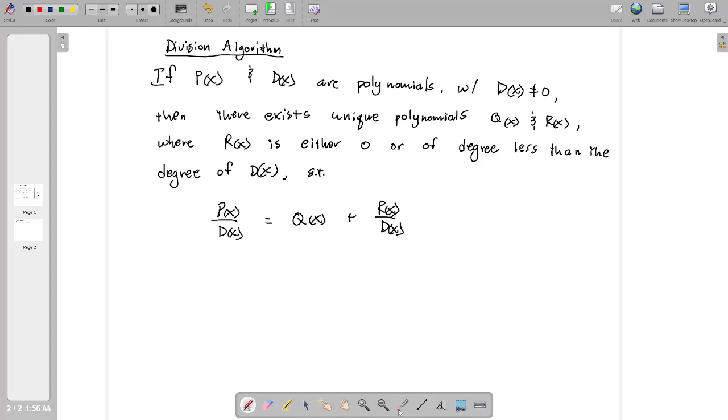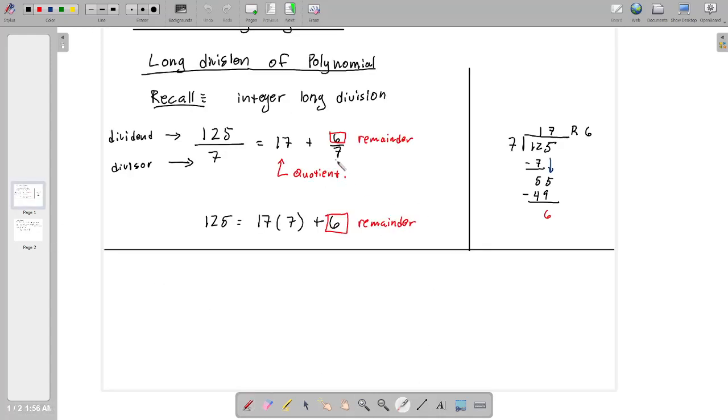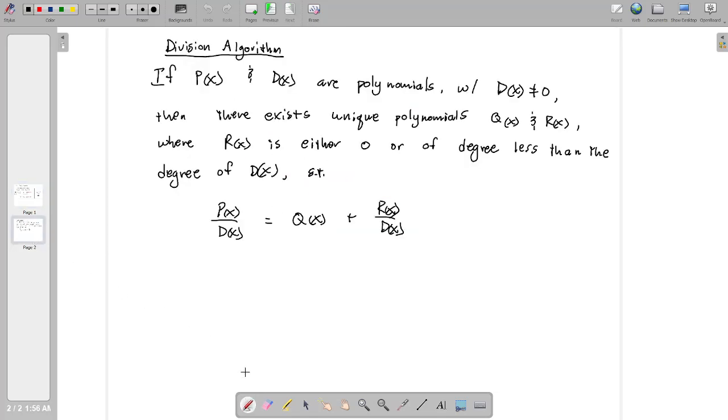Now you'll notice that this matches what we have here in our recall statement. We have our p of x. If 125 was a polynomial, we would have a p of x here. We would have our d of x here. This would be q of x, and then our remainder would be over d of x, which is the same here and here. So this is the division algorithm.